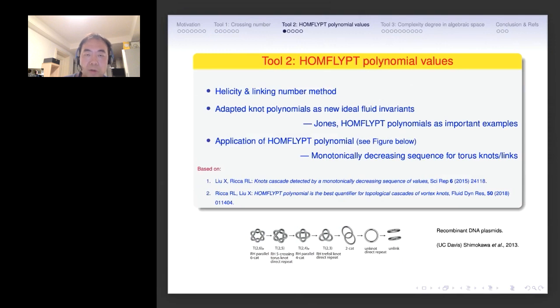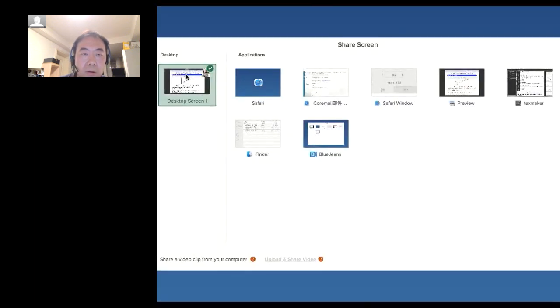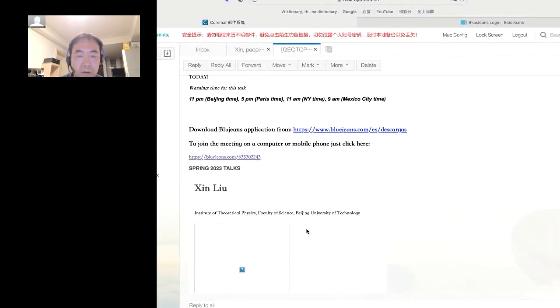And then next is the HOMFLYPT polynomial. Yes, I have a question. Is there a simple physical interpretation of that increase? Carlo, is that you? Yes, it is me. Can you repeat your question? Is there a simple physical interpretation for this behavior, the four-third law, that there is a fast increase and then it flattens?